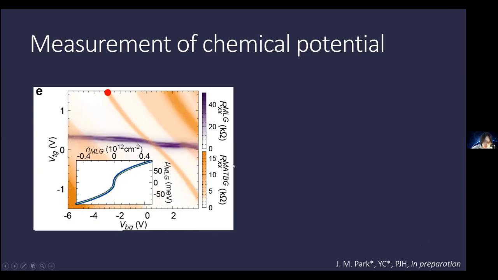So this color map shows the overlaid resistance; the orange one is the resistance in magic angle twisted bilayer graphene, and purple is monolayer graphene. If we track the orange feature here, which is actually the charge neutrality of the magic angle twisted bilayer graphene as a function of top gate and back gate, you basically track the chemical potential of the monolayer graphene as shown in the inset. And this chemical potential fits pretty nicely to your expectation from this formula, and you can extract the Fermi velocity to be about the right value.